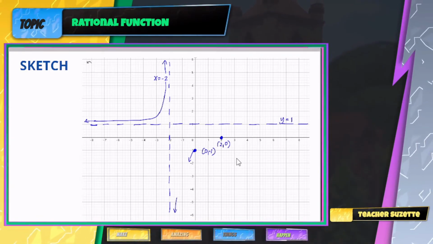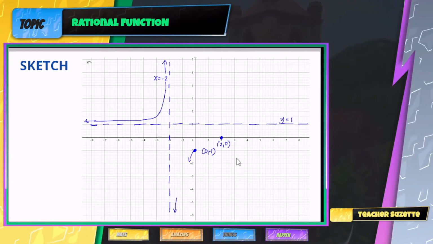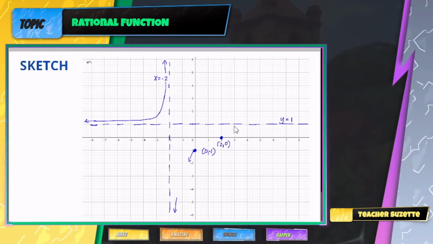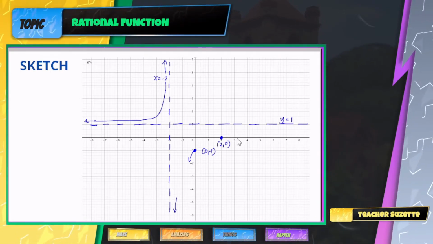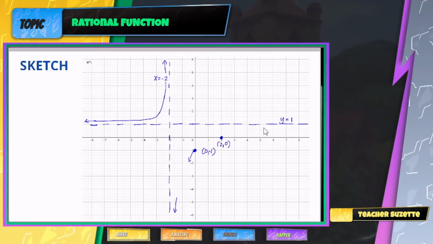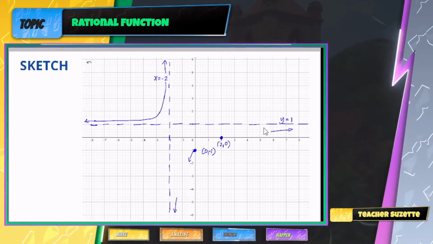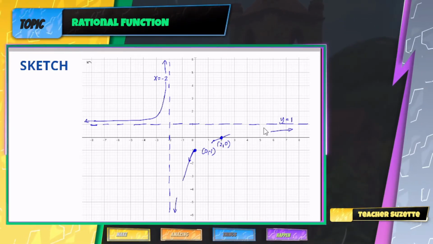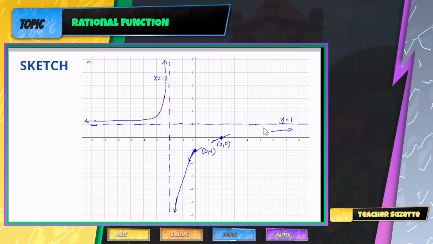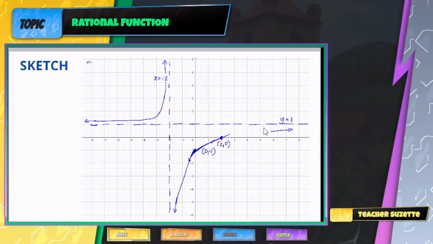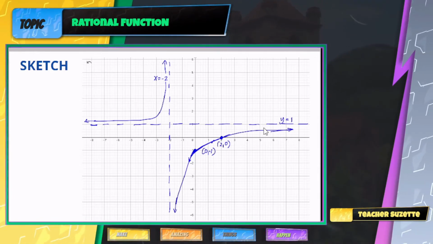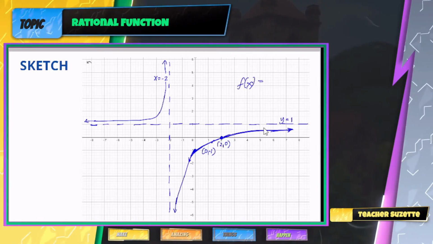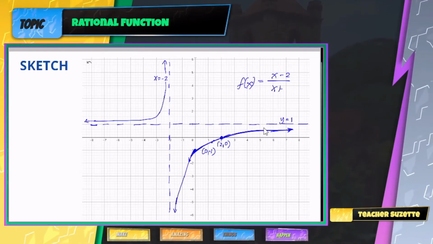Then, what will happen? Based on our 2, 0 and 3, the graph at 3 is above. So it should go up, above the x-axis, around here. So the behavior should be like this. If you connect the dots, there. Just connect those and that is your graph. This is the sketch of your rational function f of x is equal to x minus 2 over x plus 2.